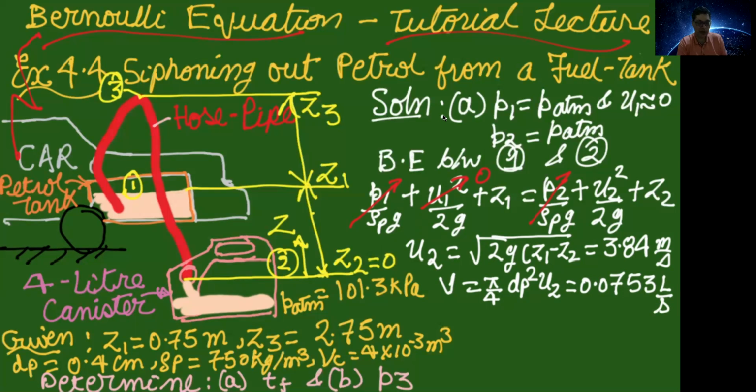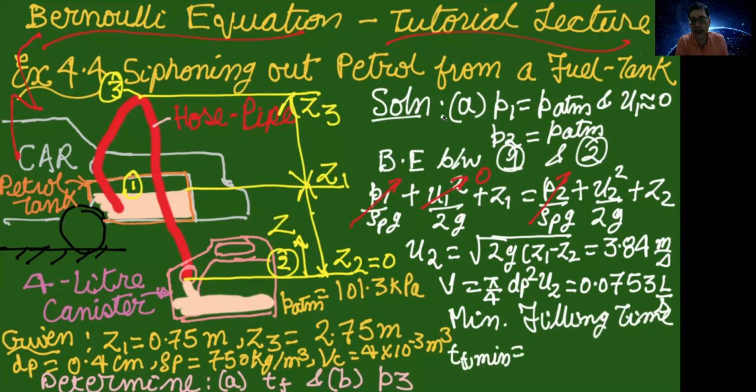And using this volumetric flow rate and the volume of the canister, that is 4 liter, we calculate the filling time. Note that this is a minimum filling time because, as I said, in this case there are certain approximations. There is some frictional loss when the fluid is passing through this pipe. So the time that you get here is the minimum filling time. As I said, Bernoulli's equation gives you certain limiting values for engineering problems.